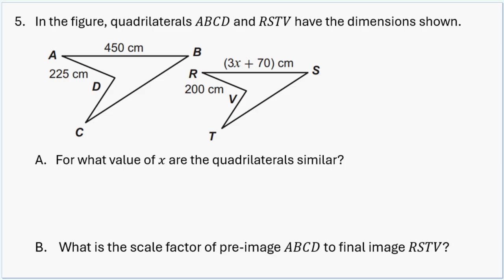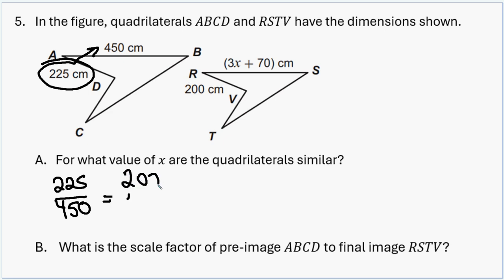Number 5. In the figure, the quadrilaterals have the dimensions shown. For what value of X would make the quadrilaterals similar? So again, we've got corresponding sides between these figures. Let's set up a proportion. One way to do it, I'm going to do this as my numerator and this as my denominator. So in the first one, it would be 225 over 450. And that would equal the fraction on the other one, same order, corresponding sides. That would be 200 over the quantity, now I'm going to put this in parentheses, 3x plus 70.